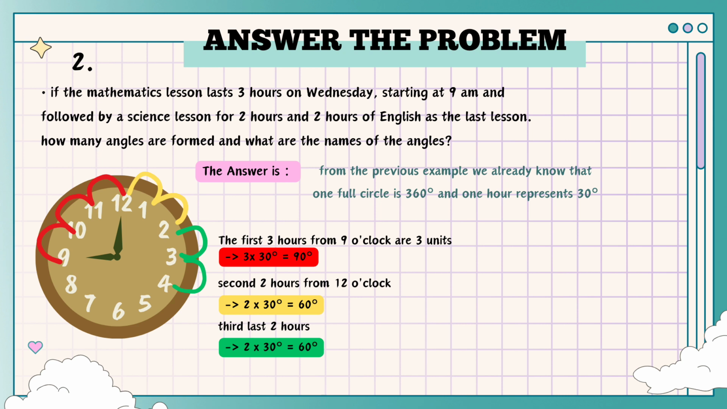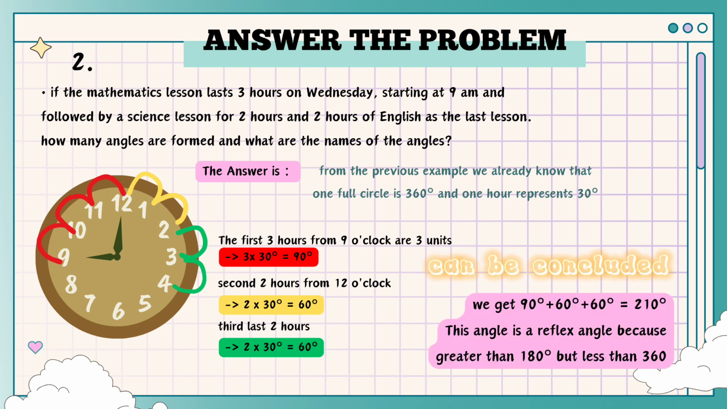Second, 2 hours from 12 o'clock. 2 times 30 degrees equals 60 degrees. And third, the last 2 hours. 2 times 30 degrees equals 60 degrees. So, 90 degrees plus 60 degrees plus 60 degrees equals 210 degrees. It can be concluded this angle is a reflex angle because it's greater than 180 degrees but less than 360 degrees.